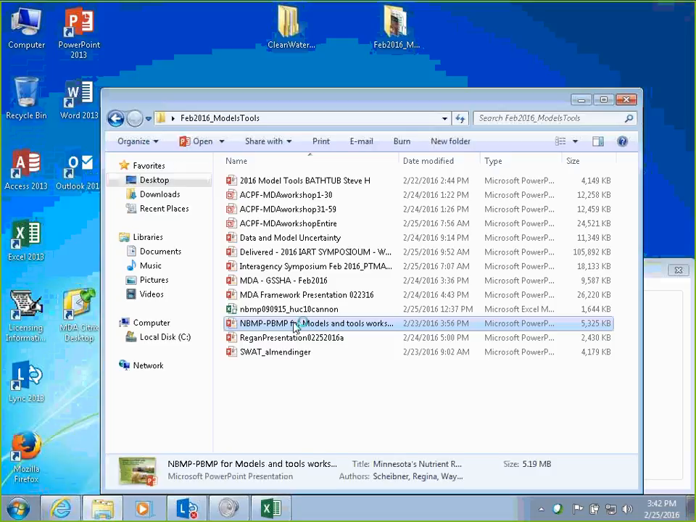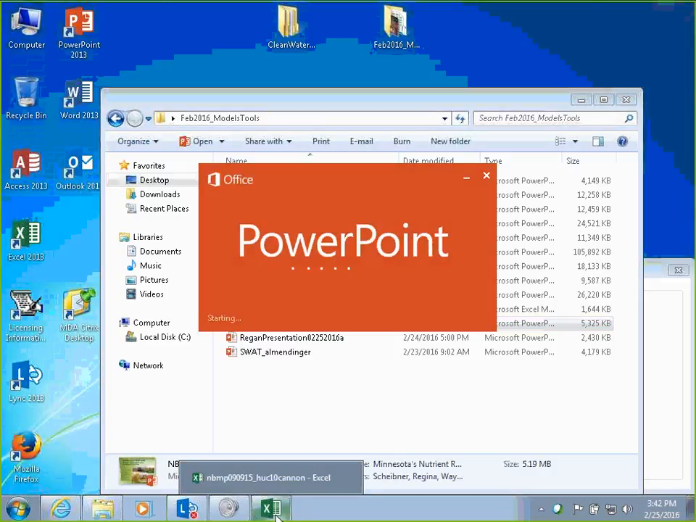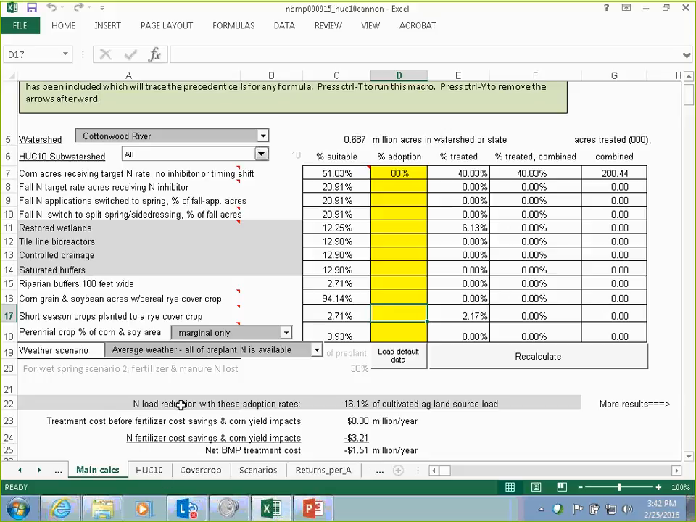Demonstration of the N-BMP tool. N is for nitrogen, and BMP we use pretty broadly. That part of the term includes conversion of row crops to perennials, and marginal lands and riparian lands and all. P-BMP would be the phosphorus companion tool. So if we take a look here, this is the main spreadsheet, and there's a lot behind it, but we can run a scenario in a matter of a couple of minutes.